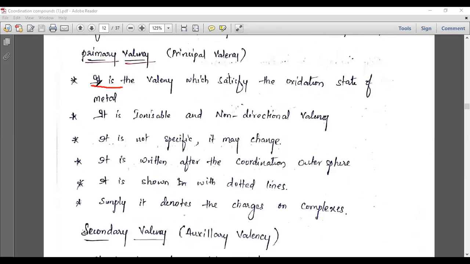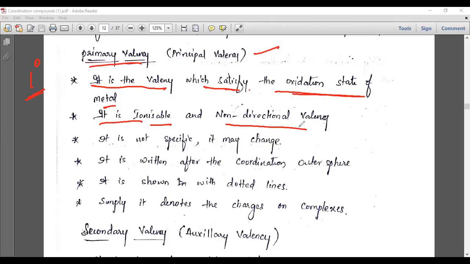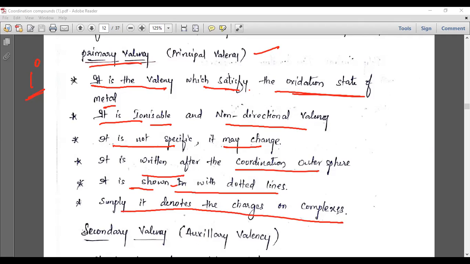The first one is the valency which satisfies the oxidation state of a metal, and this is the primary valency. Remember that this principal or primary valency must satisfy the oxidation state of a metal. It is an ionizable valency, it is non-directional, and it is not specific, it may change. It is written after the coordination outer sphere, and it is shown with dotted lines. Simply it denotes the charges on the complexes.